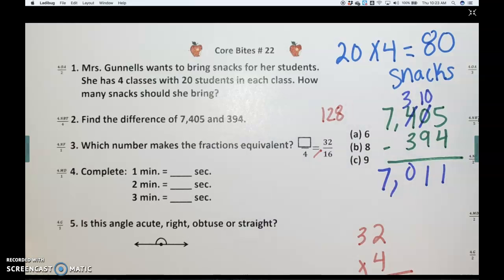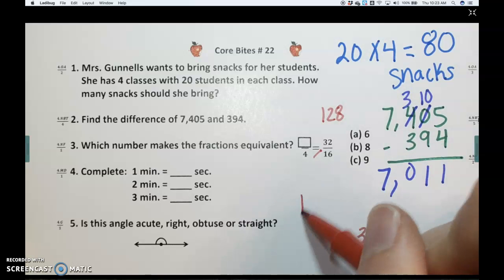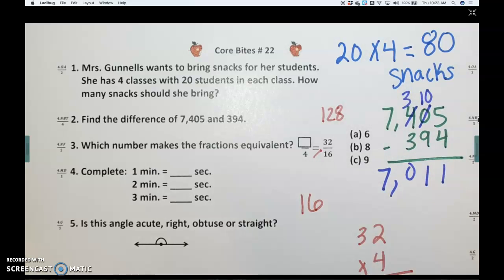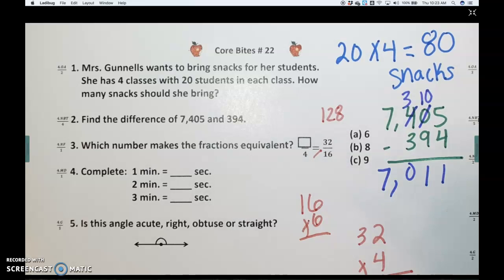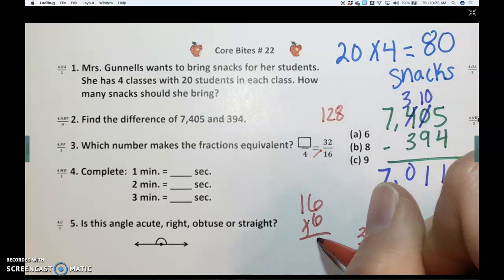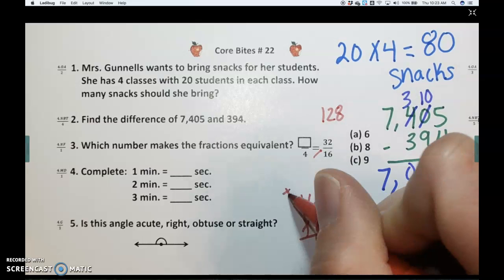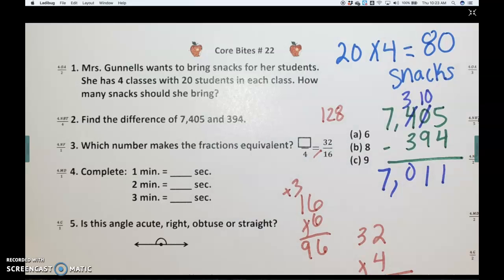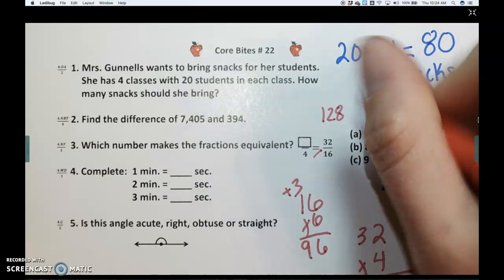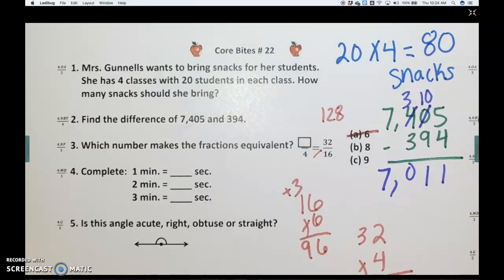So if you take 16, try 6 first. So try 6. That's your answer A. So if you do 6 times 6, that's 36. 6 times 1 is 6 plus 3 is 9, so 96. That's not the same thing as 128. So A is not going to be your answer. Okay? So we're going to try a different one.